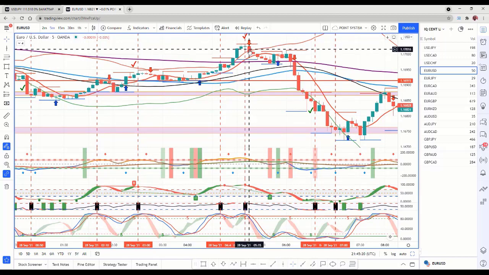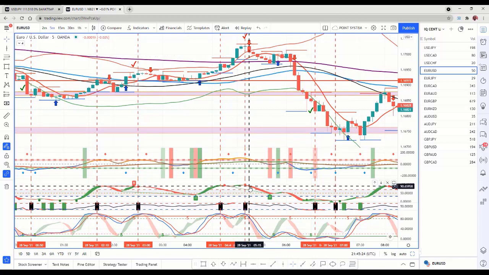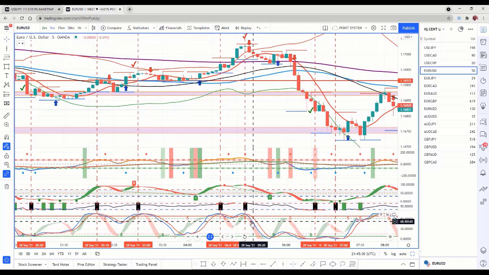This is 1. I'm seeing red here. 2. Stochastic and RSI is telling me it's selling. Okay, 1.